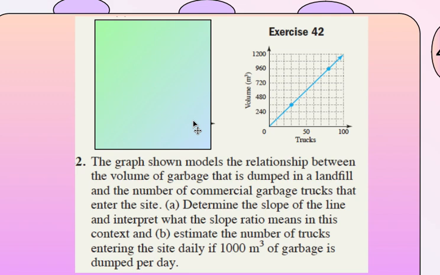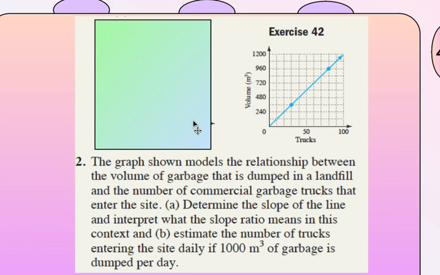Our two goals we're going to work on here are to determine what the slope of this line is, and then what the slope represents in this situation. So going beyond just, oh, it's rise over run. We've got to think about what it actually means in this situation. And then we're going to estimate how many garbage trucks will show up if we're dumping 1,000 cubic meters. Okay, so how do we find the slope first of all?